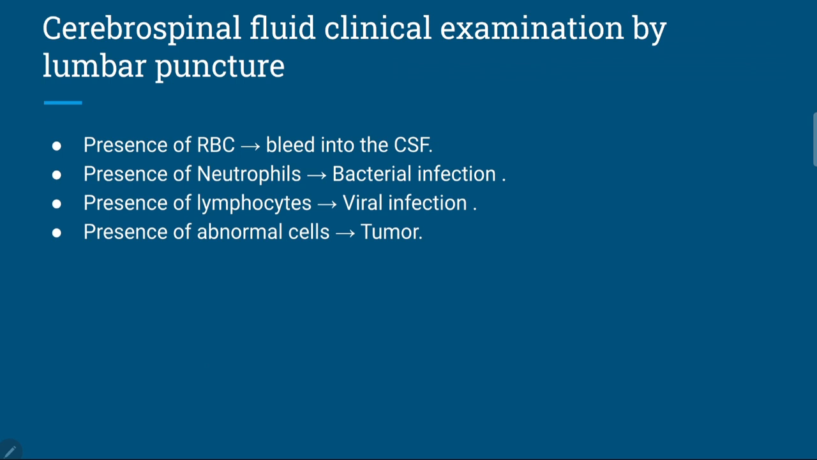So let's look at the clinical relevance of the cerebrospinal fluid: the presence of cerebrospinal fluid in a lumbar puncture. If certain things are shown there, what does it show? If there is a presence of RBCs, then this means that there is a bleed into the CSF, somewhere the bleed is occurring into the central nervous system. If there is a presence of neutrophils, that means there is a bacterial infection. If there is a presence of lymphocytes, we have a viral infection. And if there are abnormal cells present outside these parameters, then you can suspect a tumor.